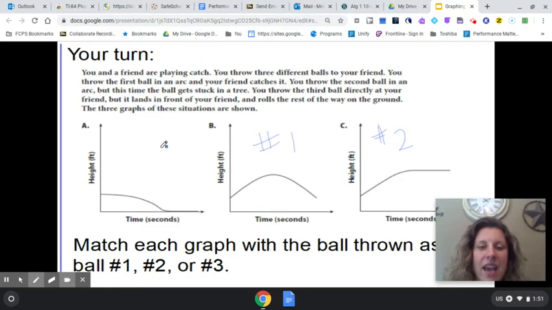And then you throw the third ball directly at your friend, but it lands in front of your friend and rolls the rest of the way on the ground. That is ball number 3 because again, we see that the ball is landing on the ground here and rolling the rest of the way.